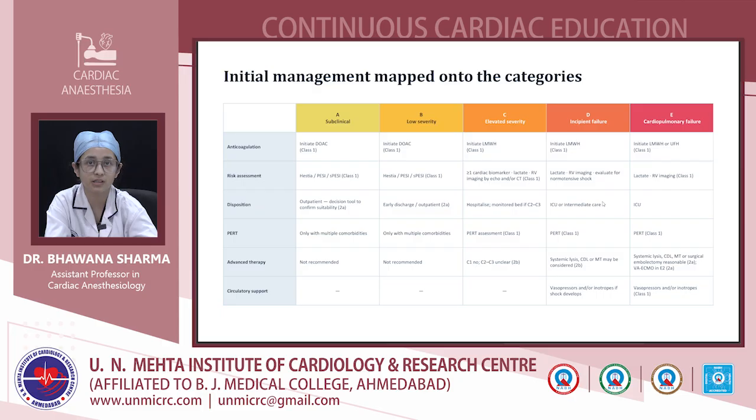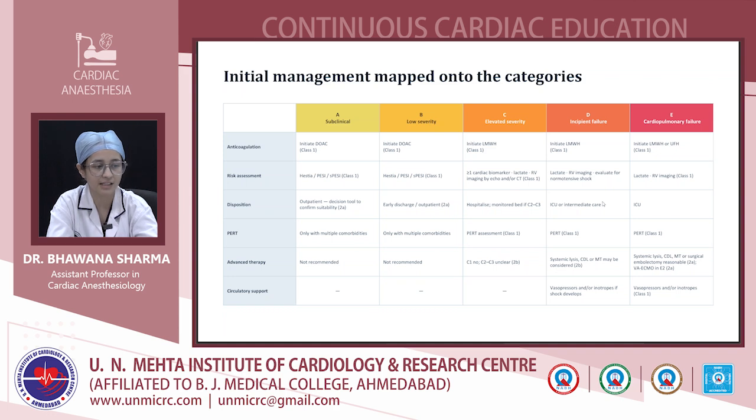So the initial management based on categories: the patient whom we have categorized into category A, which is subclinical, we initiate direct oral anticoagulants and the patient is treated on an outpatient basis. With patients in category B, that is low severity, we initiate the direct oral anticoagulant, and the plan of management here is either early discharge or outpatient based on the severity. And C is elevated severity. Here we initiate low molecular weight heparin and we assess more than one cardiac biomarker, lactate and RV imaging by echo or CT, and we hospitalize the patient in a monitored bed but not in ICU.